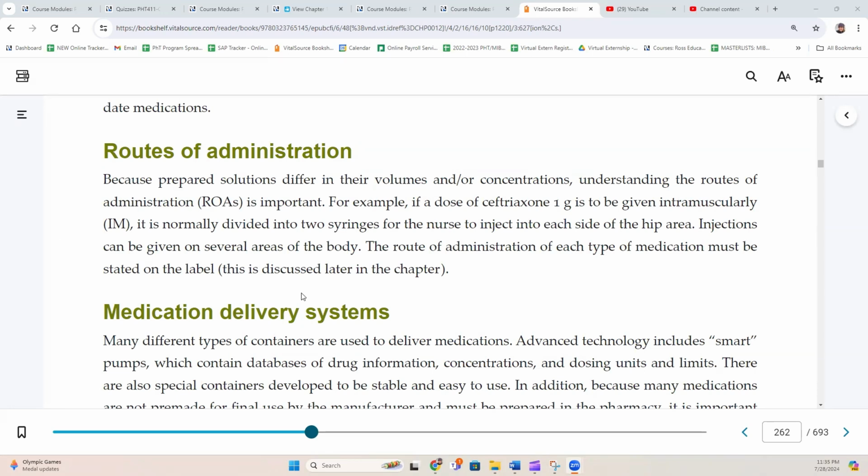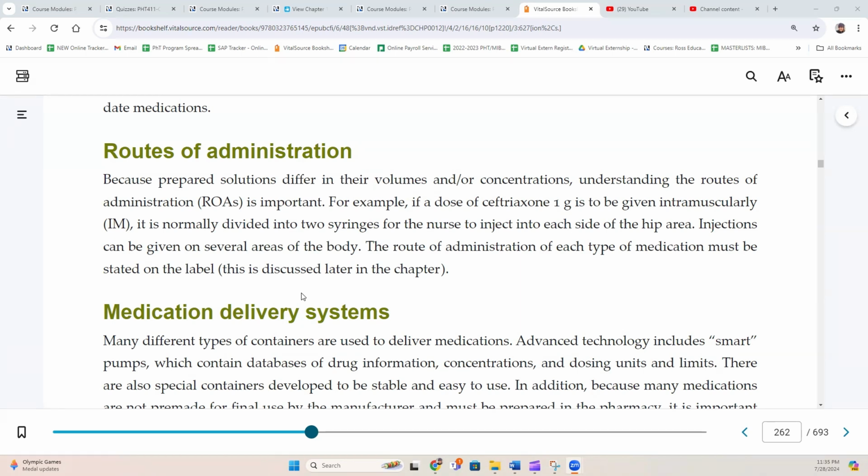Because prepared solutions differ in their volumes and/or concentrations, understanding the routes of administration is important. For example, if a dose of ceftriaxone 1 gram is to be given intramuscularly, it is normally divided into 2 syringes for the nurse to inject into each side of the hip area.